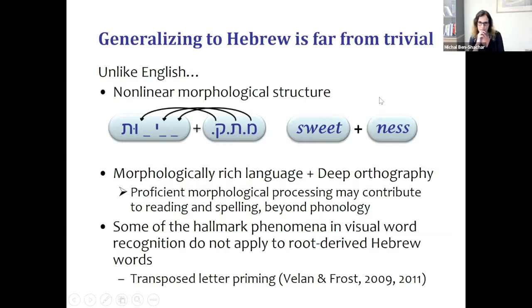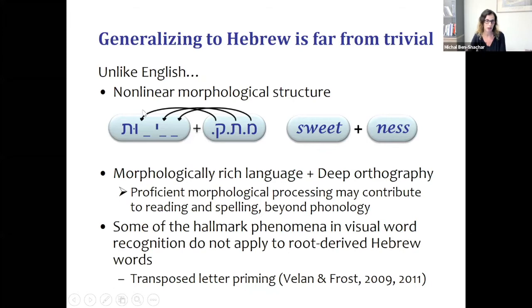And I want to convince you first that generalizing to Hebrew is far from trivial. So this slide basically says, unlike English, Hebrew has a nonlinear morphological structure. So for example, to combine morphemes in English, you just take the two morphemes and glue them one next to each other. In Hebrew, you have to take a root, a triconsonantal root built up of 3 consonants, and plug it into a pattern in a nonlinear fashion. So Hebrew combines morphemes in a more complicated way.